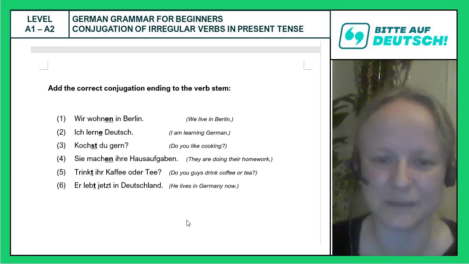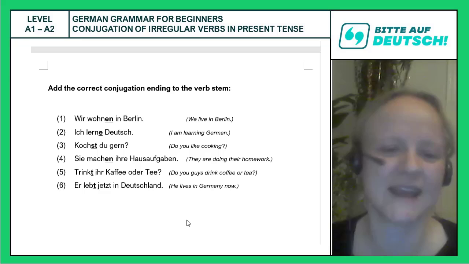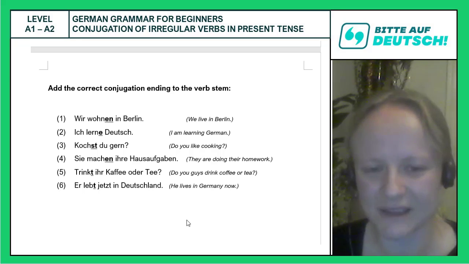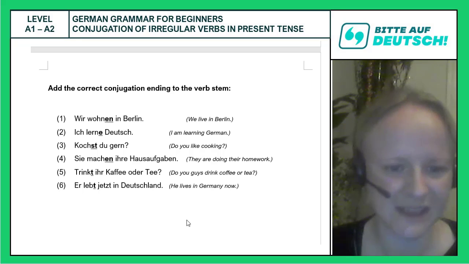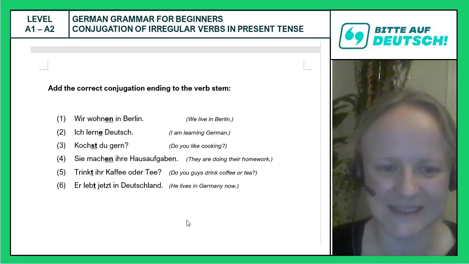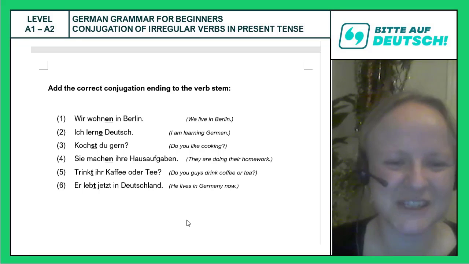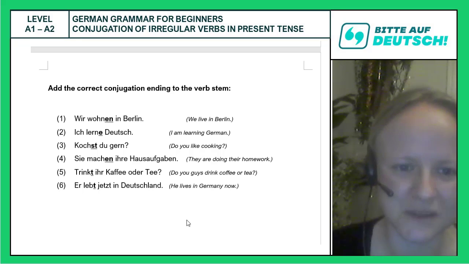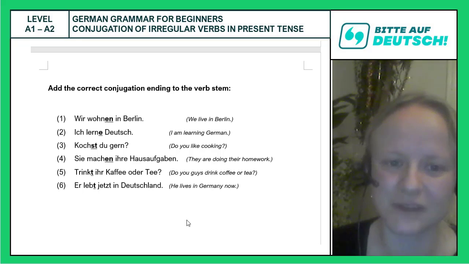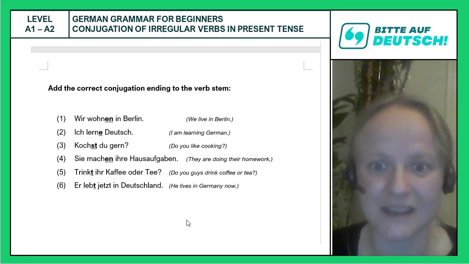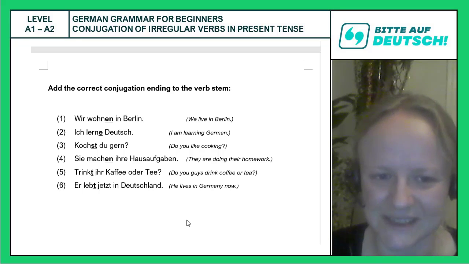Wir wohnen in Berlin. Ich lerne Deutsch. Kochst du gern? Sie machen ihre Hausaufgaben. Trinkt ihr Kaffee oder Tee? Und er lebt jetzt in Deutschland. So actually the verb stems were already provided. I wanted you to really focus on identifying the correct conjugation endings because that is all that actually changes with regular verbs in present tense.